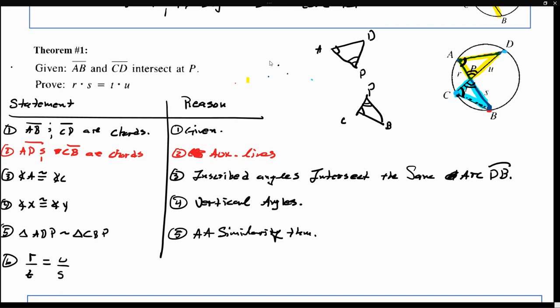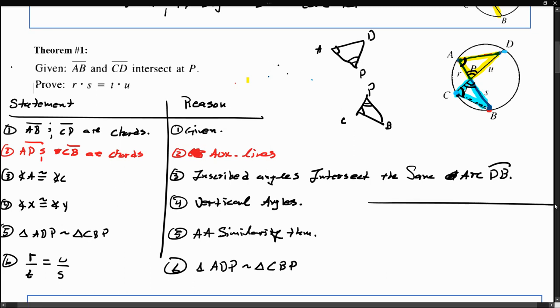So therefore, we do have this similarity proportion now. And the reason behind it is because of what we just said a couple seconds ago. We know this is true because ADP is similar to CVP. And we're pretty much done. I'm just going to try to finish up this theorem right here.